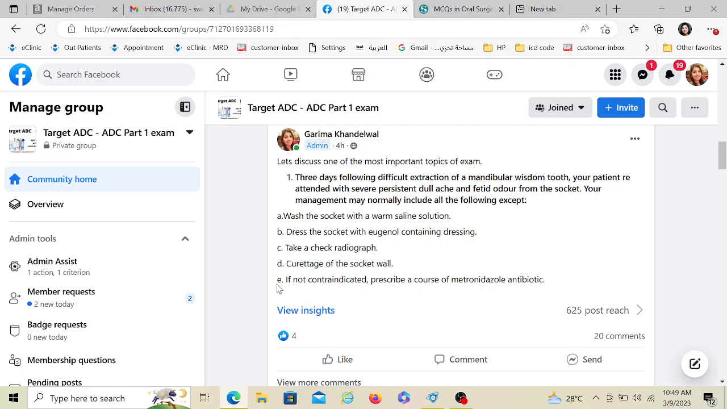Now, coming to option E, I will discuss option D. Coming to option E, which most of you have answered as the right option, but it is not. And then you will feel why this question is wrong. I have marked the right answer and you would be confident about it. Option E is, if not contraindicated, prescribe a course of metronidazole antibiotic.